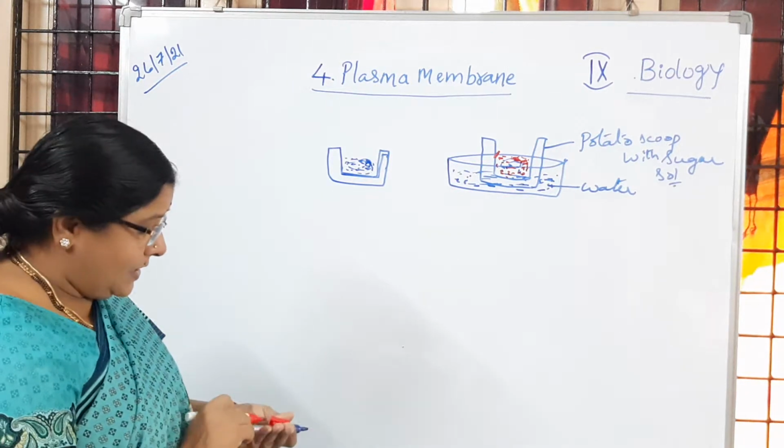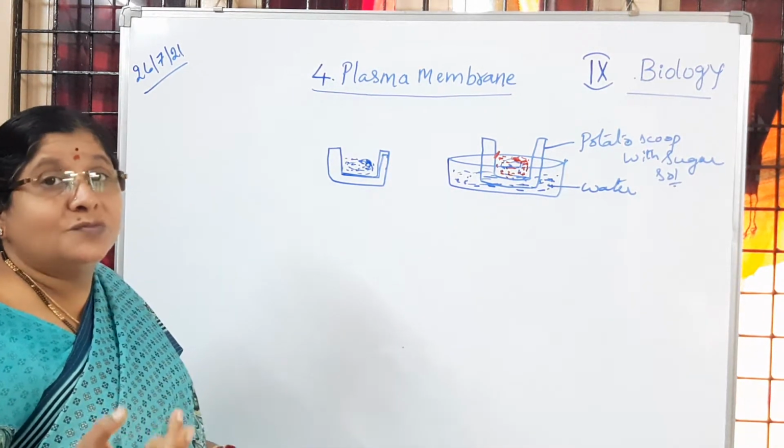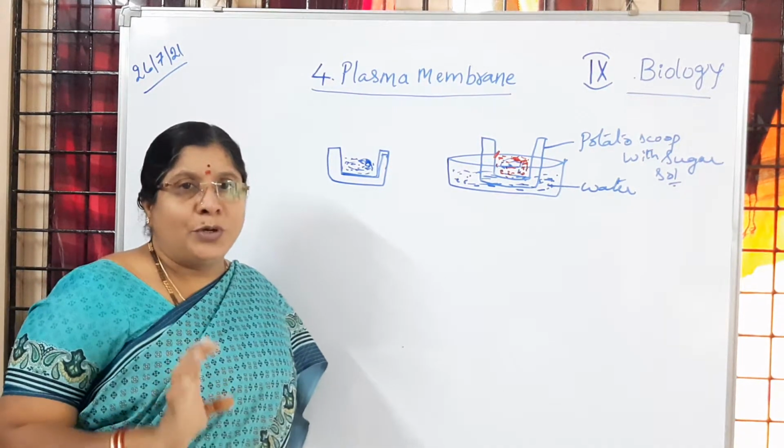So for that, what you are learning here, take two potatoes, one raw and the other boiled. Then we have to remove the outer peel of the potatoes.